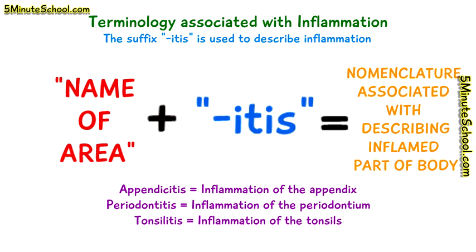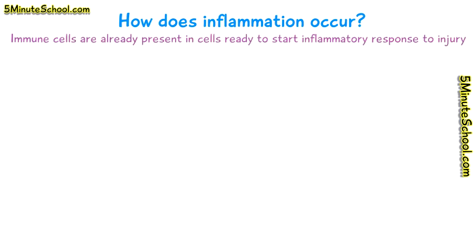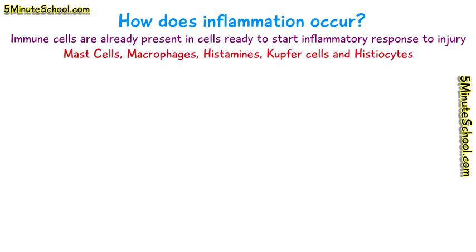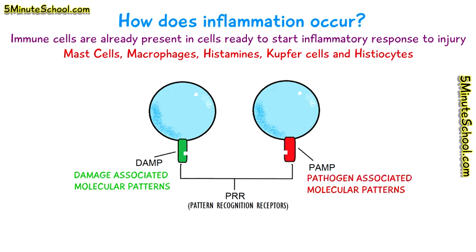Let's talk about how inflammation starts. In tissues, there are immune cells which are ready to react and start an inflammatory response. Examples of these immune cells are mast cells, macrophages, histamines, Kupffer cells, and histiocytes. These immune cells have receptors on their surfaces. In general, they are known as pattern recognition receptors, PRR, and there are 2 types called DAMP and PAMP. And that stands for damage-associated molecular patterns and pathogen-associated molecular patterns.